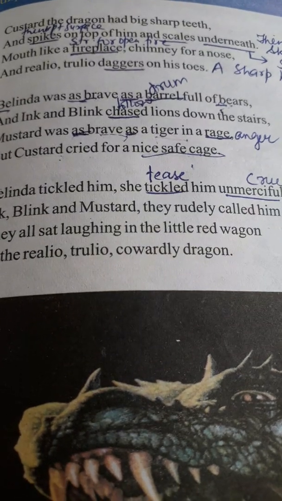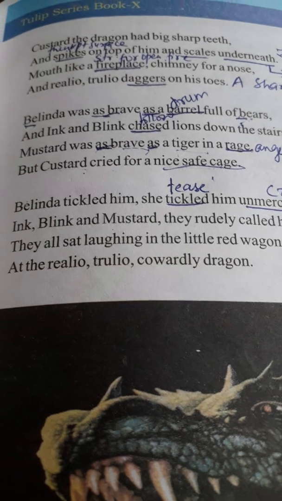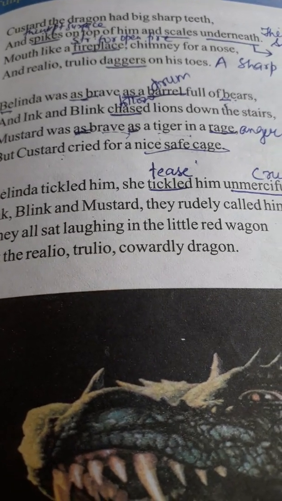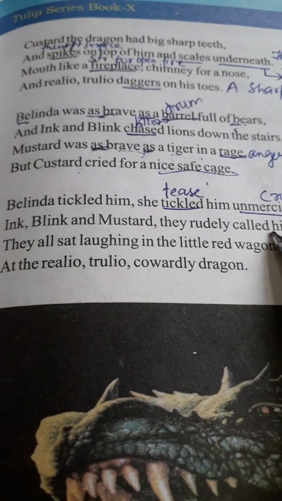I was telling you the story of a girl, Blinda, and her creatures. Let's continue this story. Coming to the fifth stanza, let me read this out.